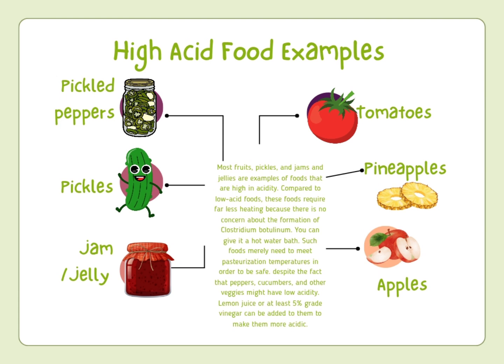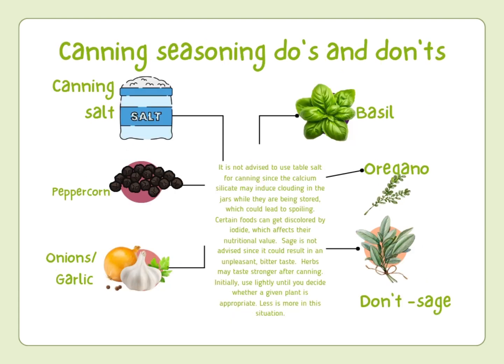As far as seasonings go, there are some canning seasonings do's and don'ts. Canning salt is a must because it doesn't have that iodine in it. It is not advised to use table salt for canning, since the calcium silicate may induce clouding in your jars while they're being stored, and it can also lead to spoilage. Certain foods can get discolored by the iodine, and it also affects the nutritional value.